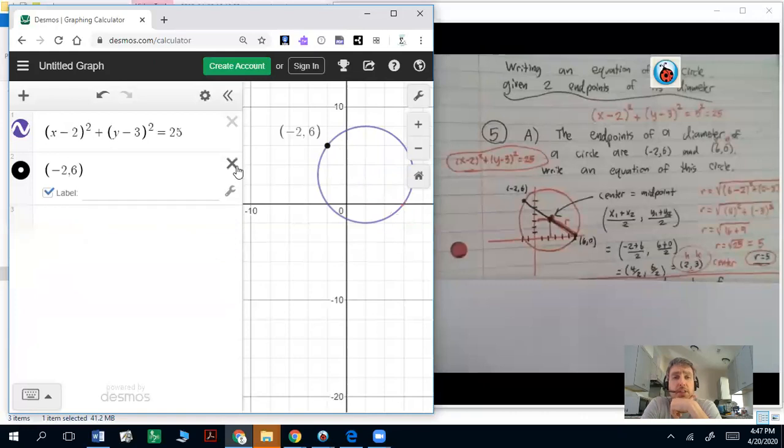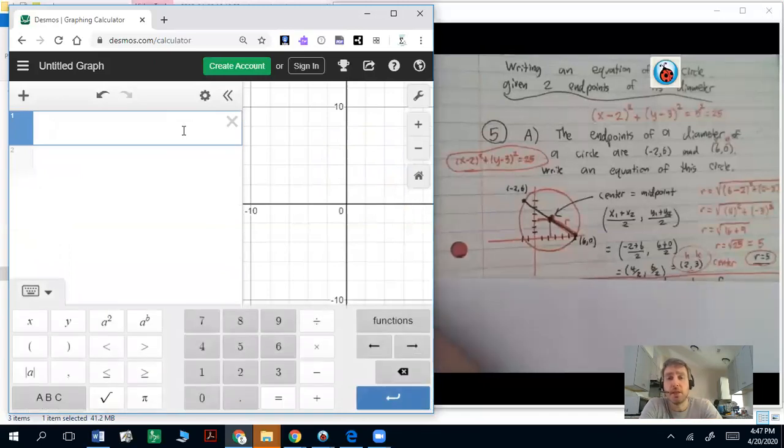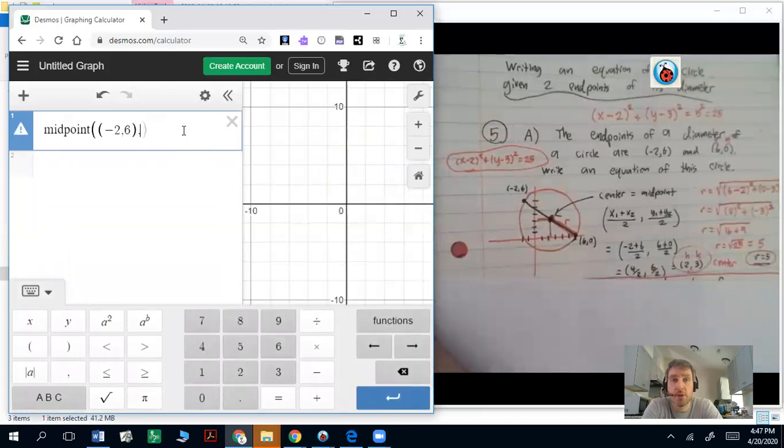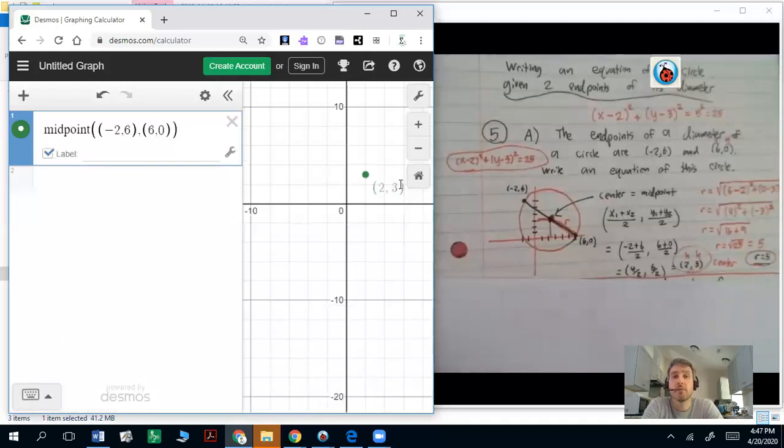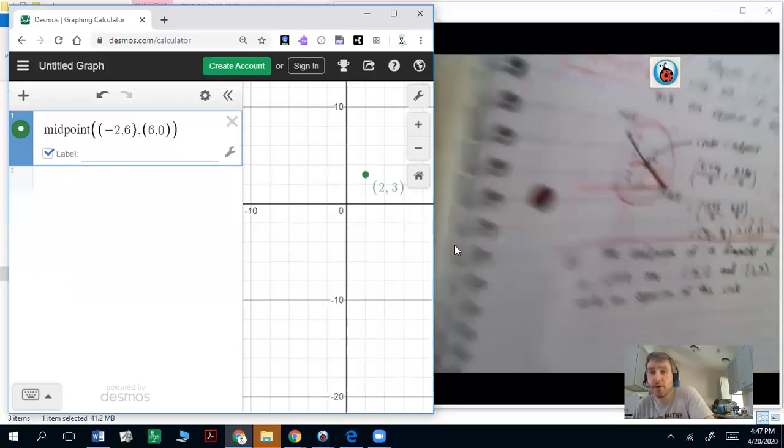As with the distance formula, you should know that you can get the midpoint the same way. So if you do midpoint, two parentheses, (-2, 6), close parentheses, another comma, and (6, 0), and hit label, it gives you the center. So you can do a little shortcut on this part if you need to by using Desmos to get that midpoint.